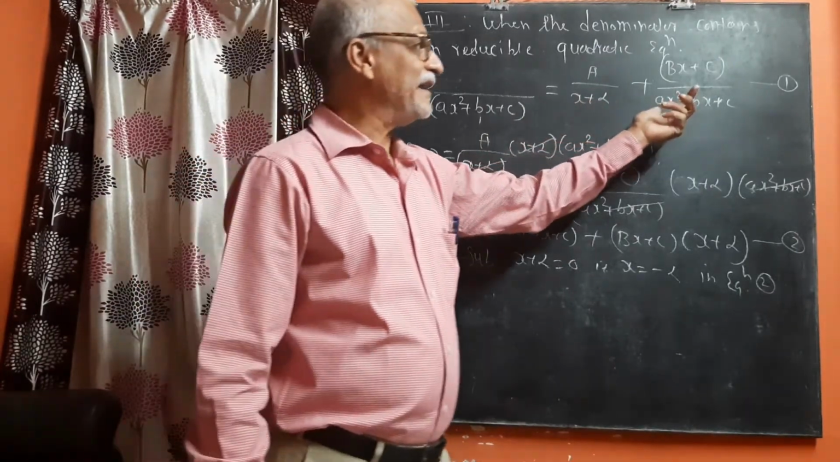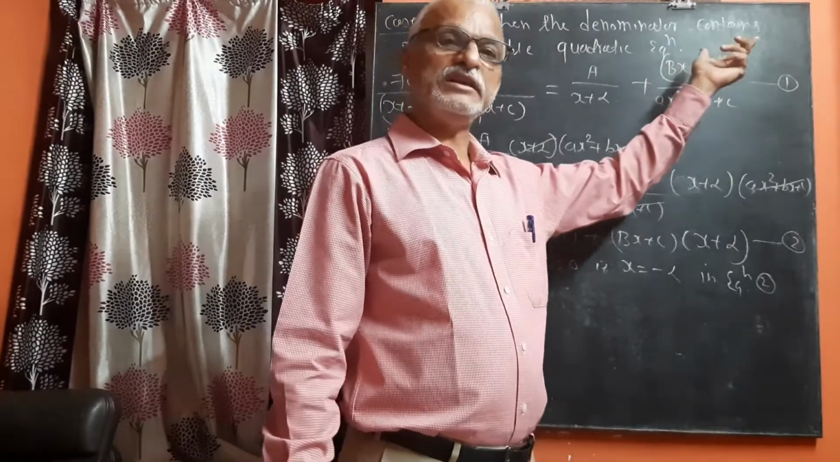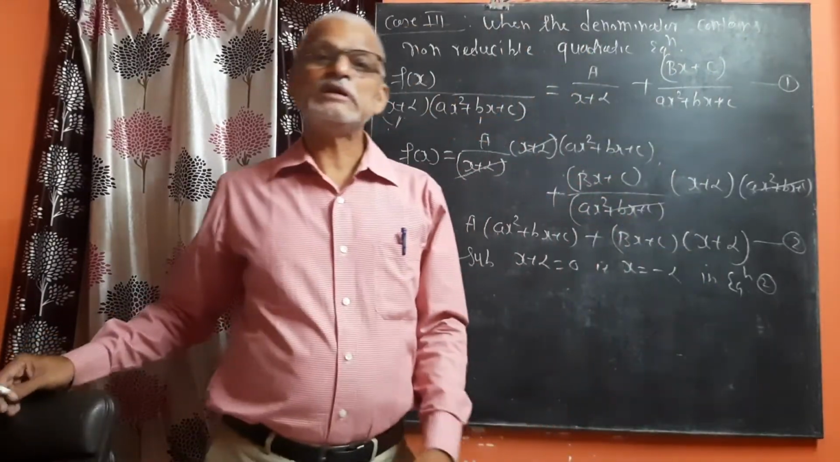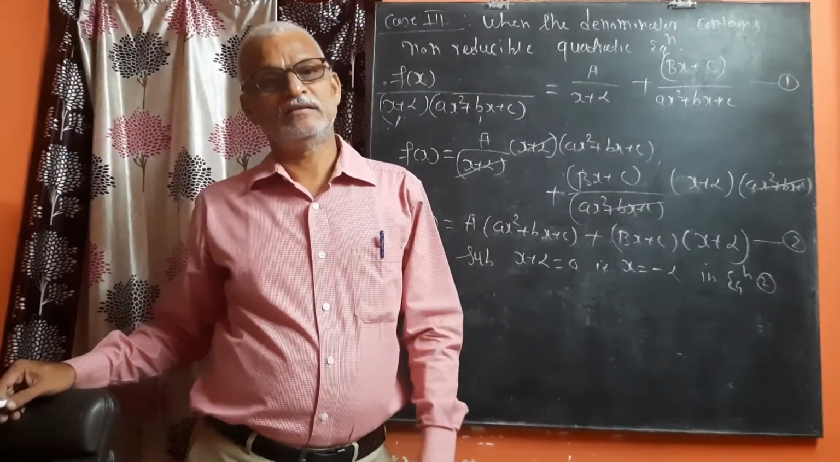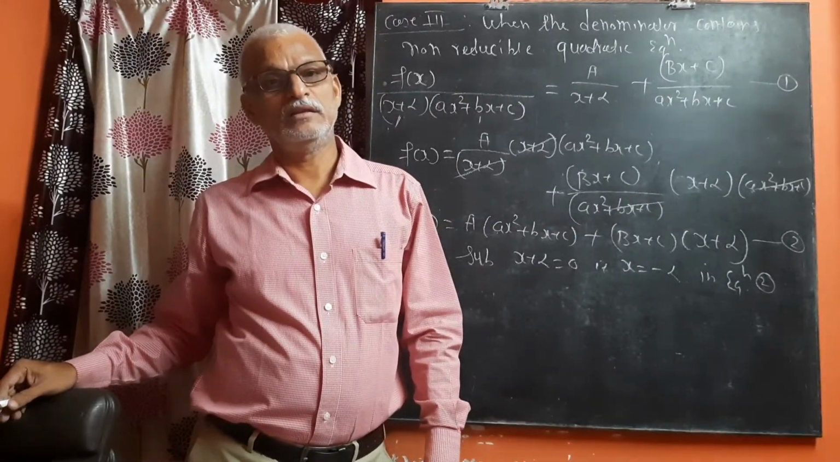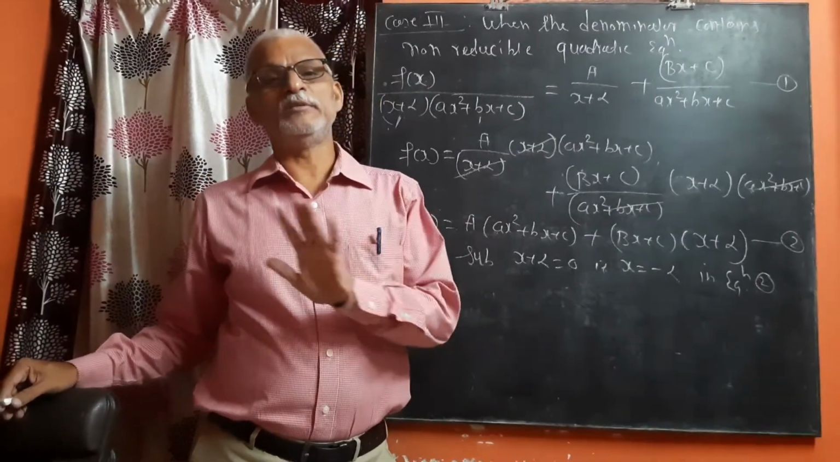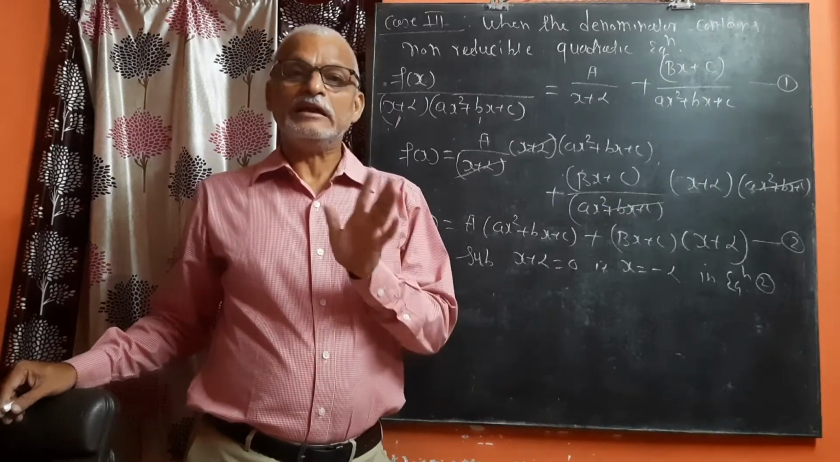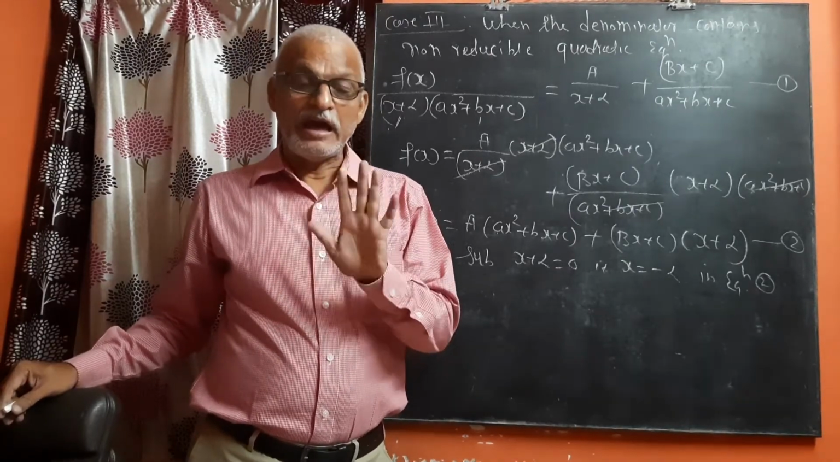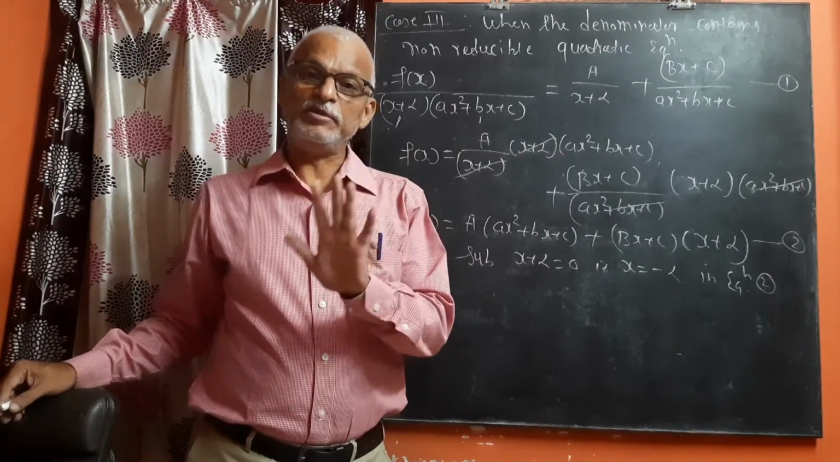Now for this ax square plus bx plus c, that means for B and C, you have to substitute any two values of x, taking care that the values should not be repeated. Without repetition. Any two values of x without repetition.